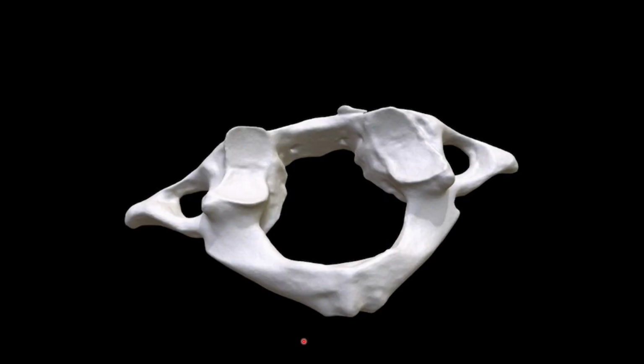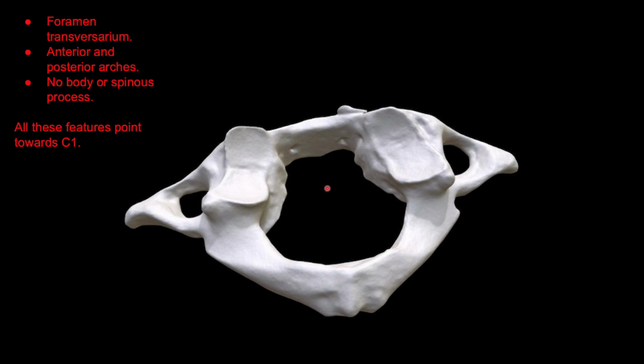So let's take this as an example. You're in your OSPE anatomy station and they bring this vertebra in front of you. I see it as a gift. So first of all, is it cervical, thoracic, lumbar? It's cervical. Why? Because you see here we have the foramen transversarium. Okay, now we know that it's cervical. I don't see any body, I don't see any spinous process, but I see an anterior arch, a posterior arch. All of these features point towards C1. So this is a C1 vertebra.